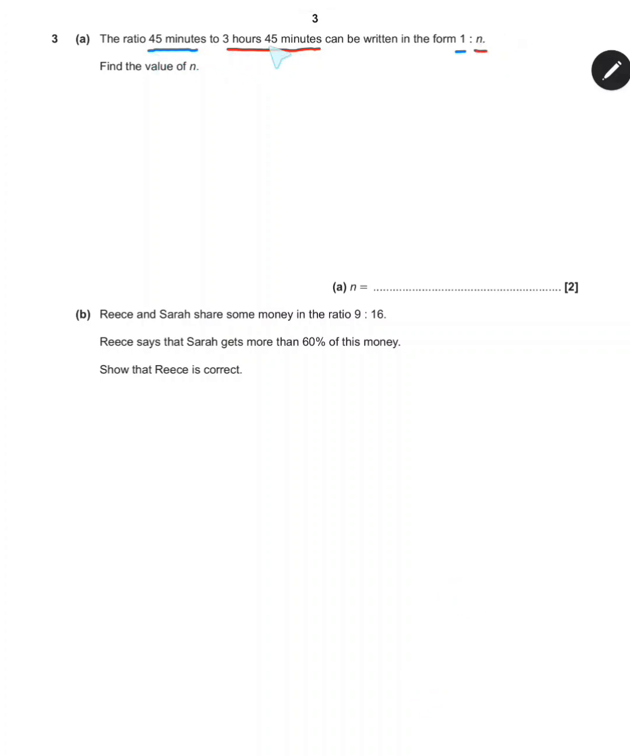Now the problem to start with here is we've got mixed units. So what I'm going to do is change 3 hours and 45 minutes into minutes only. So 3 hours is 3 lots of 60 minutes, 60, 120, 180 minutes, plus the 45, that's going to be 180, add 45, 225 minutes. So what we've got now is 45 minutes to 225 minutes, and I'm going to try and write that in the ratio 1 to n.